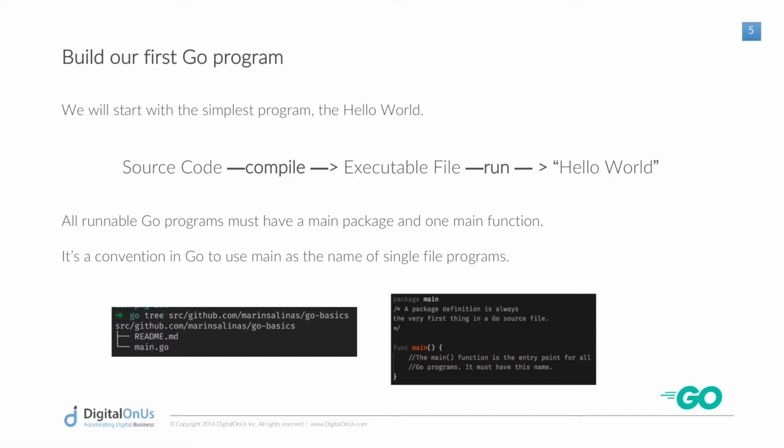Inside our main.go file, the very first thing we write is the package definition, package main. Then we define the main function using the func keyword. This function is the entry point for our Go program. All runnable Go programs must have a main package and one main function.